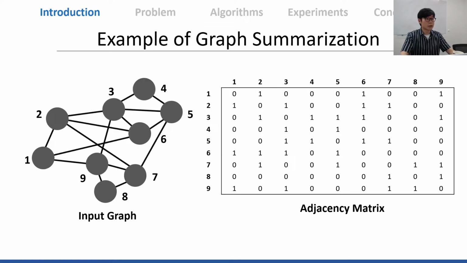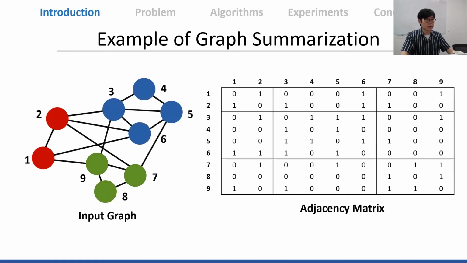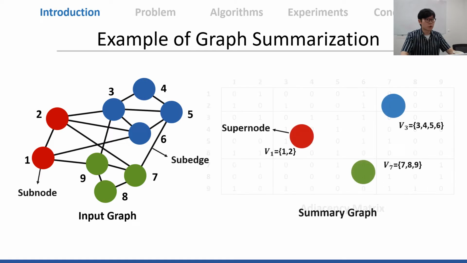Let me give you an example of graph summarization with an input graph with 9 nodes and 16 edges. Suppose nodes 1 and 2 are grouped together, and the other 3, 4, 5, 6 are grouped, and the other 7, 8, 9 are grouped. We call this group of nodes a supernode, which is a disjoint and exhaustive subset of nodes. To distinguish nodes from the input graph and the summary graph supernodes, we name them subnodes. For the same reason, we name edges in the input graph subedges.